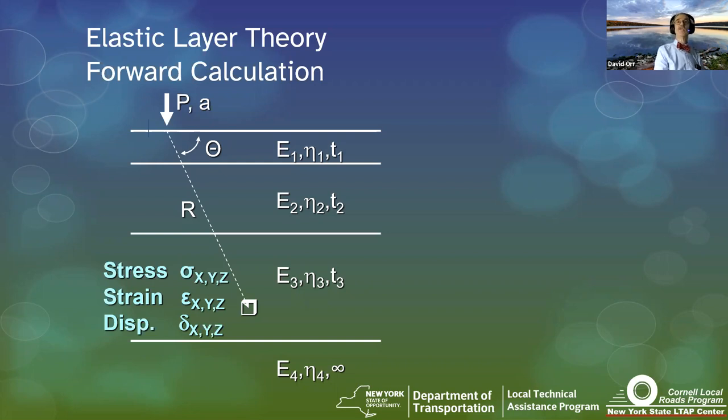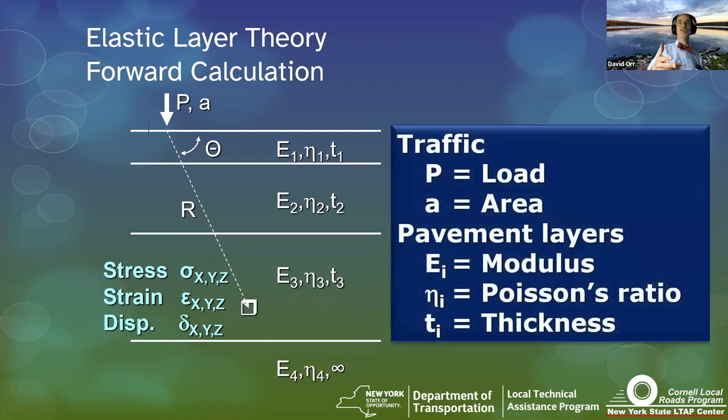And the idea is you just need to know your structure. And if you know the traffic and the structure, i.e. the load, the wheel area, you can calculate the stresses and strains at any location in the pavement. Now, there are nonlinear systems and all that, but for low volume, we don't need to know that, okay? So you need to know these things.